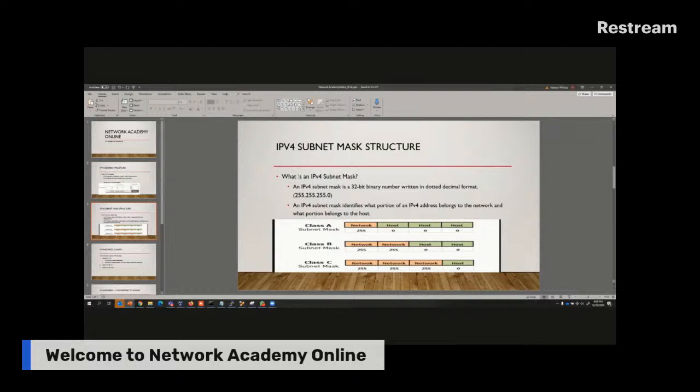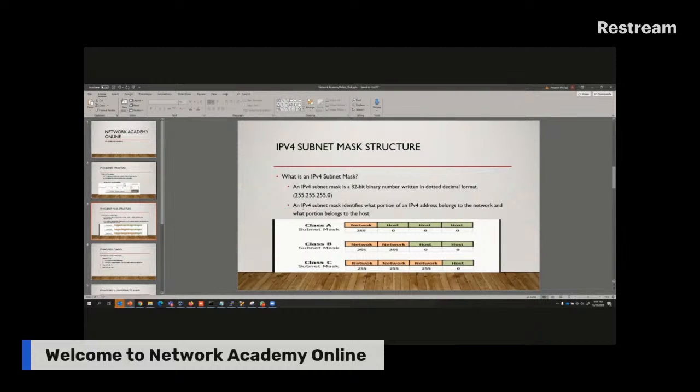We're going to look at what is a subnet mask. In essence, a subnet mask is also a 32-bit binary number that is written in dotted decimal format. And here's a typical subnet mask: 255.255.255.0. Now, an IP version 4 subnet mask identifies what portion of the IP address belongs to the network and what portion belongs to the host.